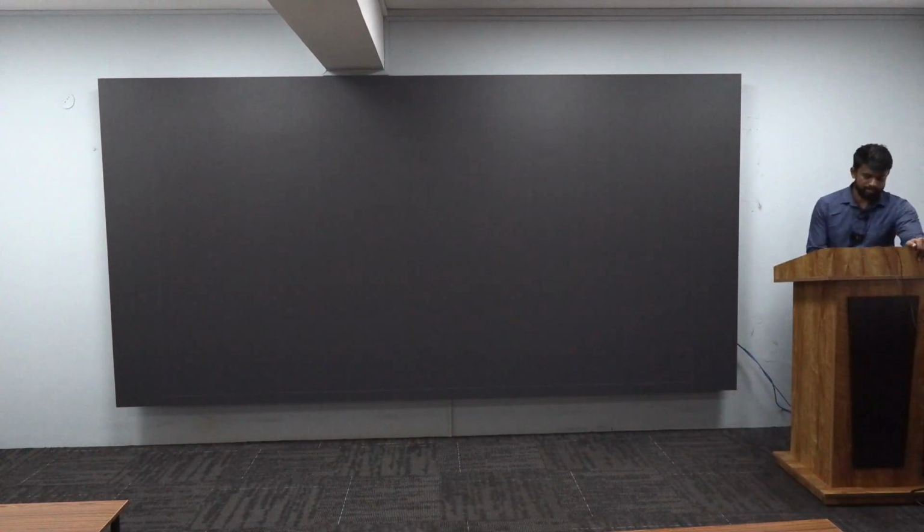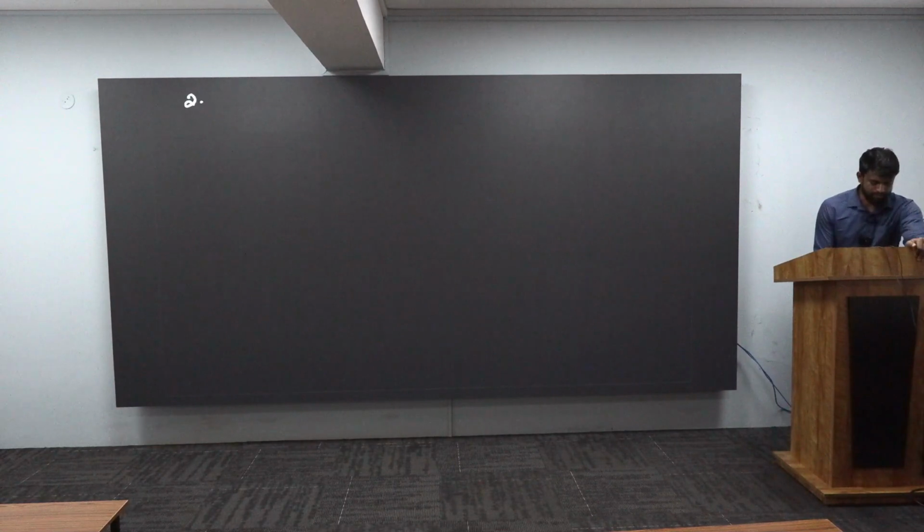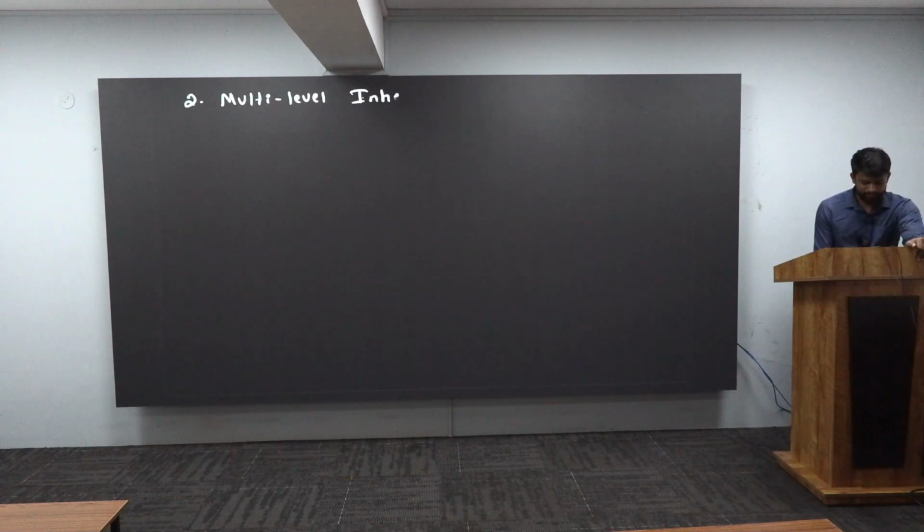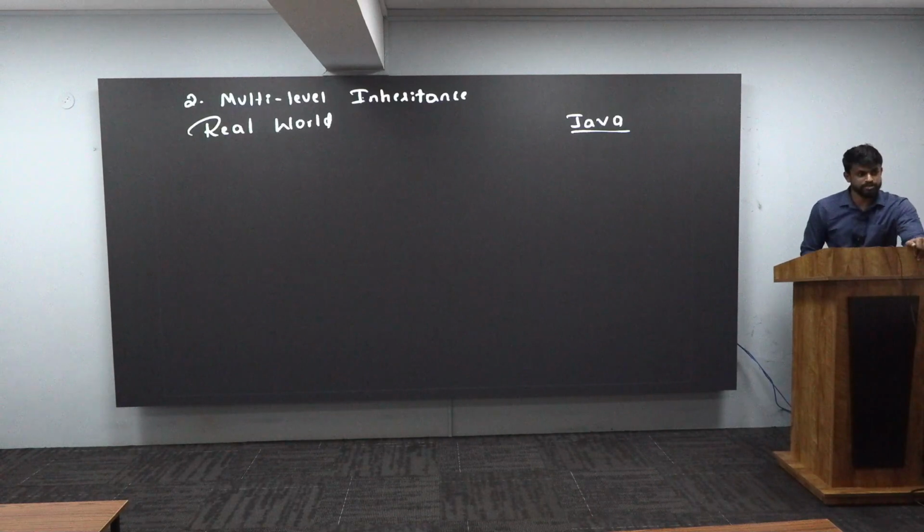Which is my next type, sir? Buckle up and watch this. The second one is multi-level inheritance. Good. Say, in Java, how it works, you forget about it. Let us understand, is this multi-level inheritance there in this real world or not? Let us understand. So for that, you have this.